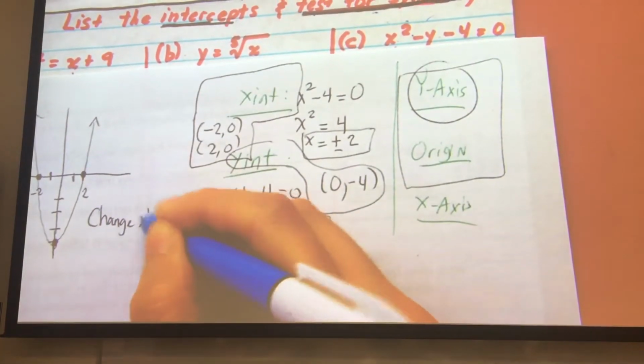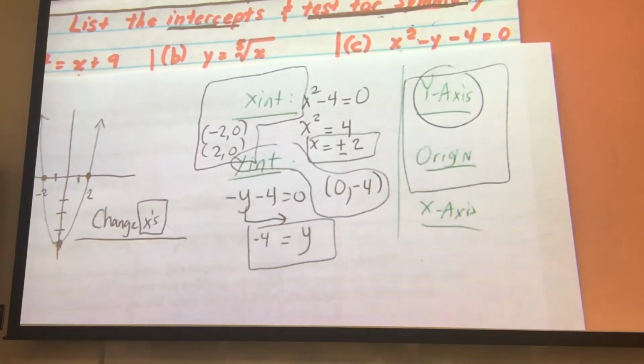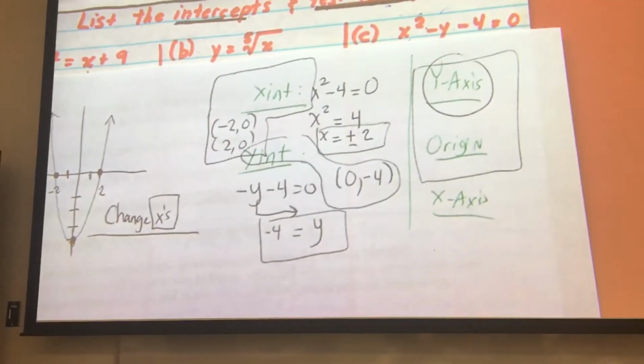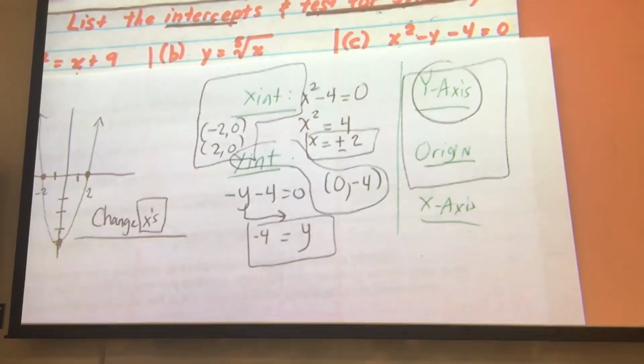Yes, ma'am? Okay, when you move the y over, yes, it can become a positive y? Well, I didn't move the 4. I could have. If I chose to move the 4 and left the negative y there, I would have negative y equals positive 4. Oh, so you see after the divide. Yes, ma'am. That's it. You got it.